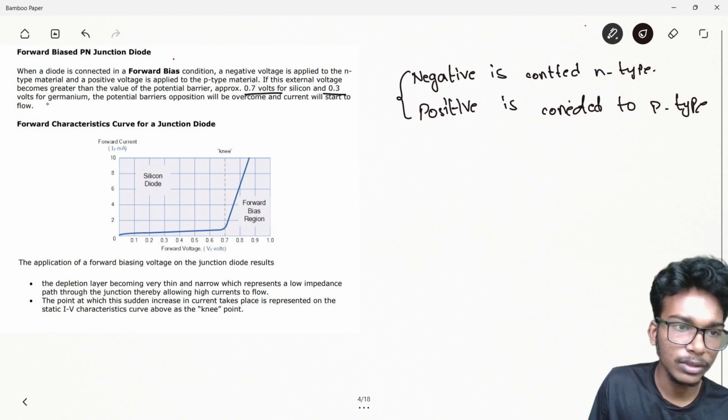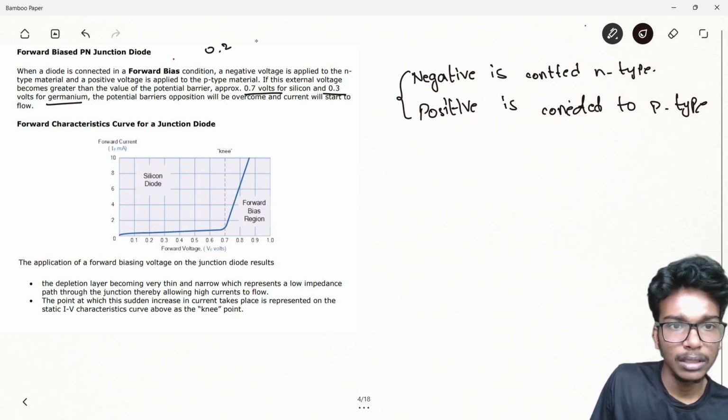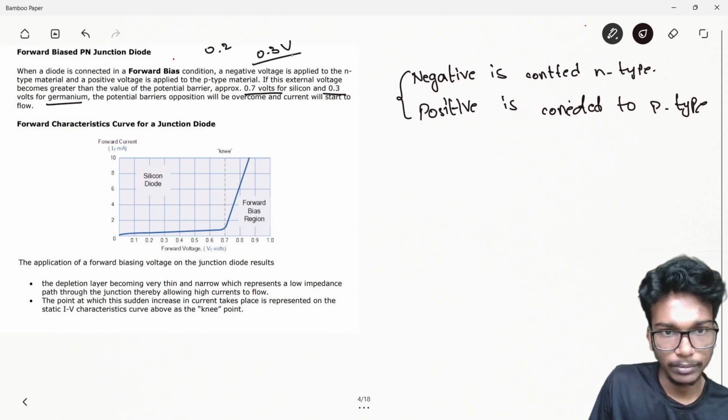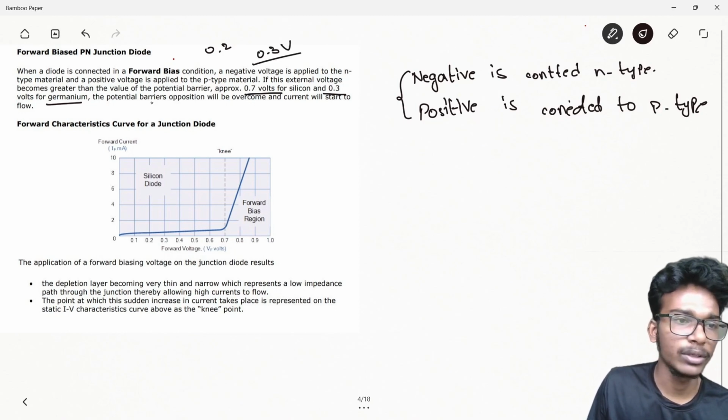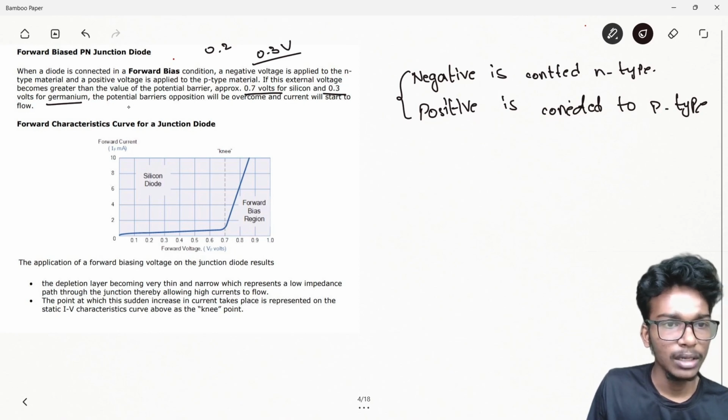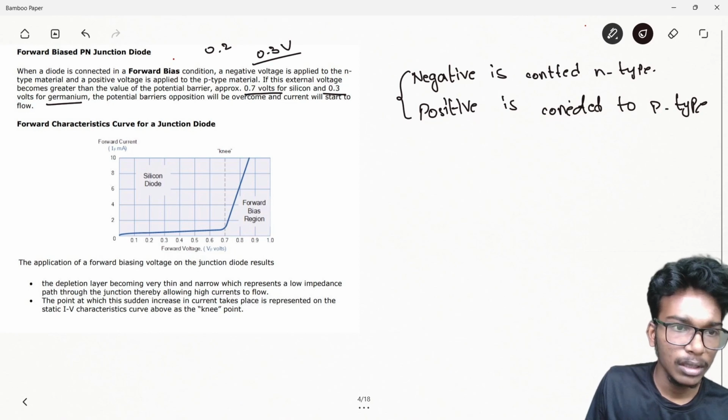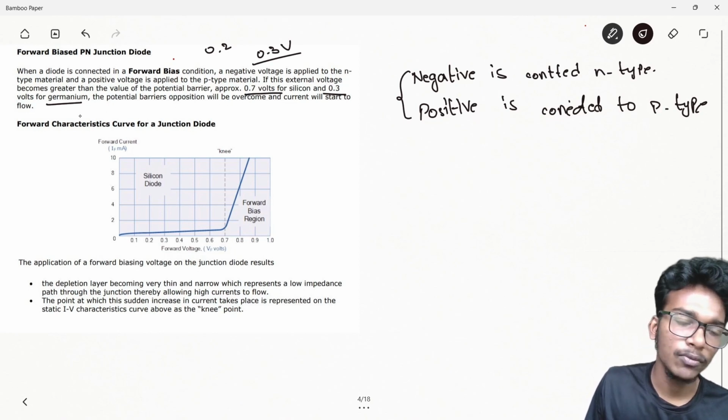and 0.3 volts for germanium. That's what I mentioned in my previous video. It's not 0.2, it's for a typical germanium diode. It's 0.3 volts. And I discussed 0.7 and 0.3 in the previous slide itself, and also what is meant by potential barrier. The potential barrier opposition will be overcome and current will start to flow.